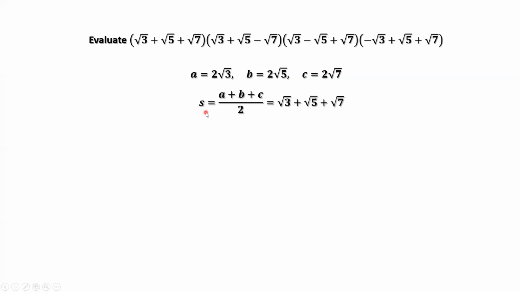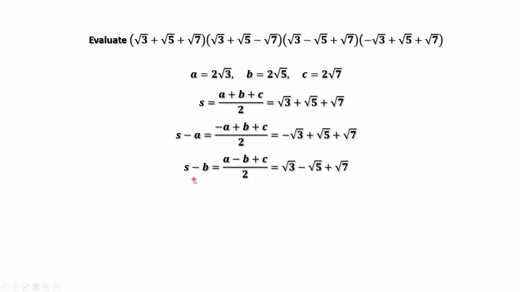What is S? S equals the sum of all three sides divided by 2, which is square root of 3 plus square root of 5 plus square root of 7, which is the same as the first factor here. S minus A, simplify it, we can see that's negative A plus B plus C divided by 2 equals negative square root of 3 plus square root of 5 plus square root of 7, which is the same as the last factor here.